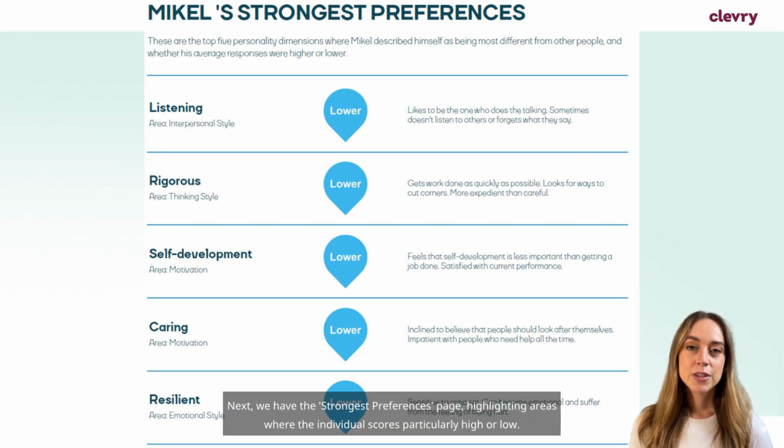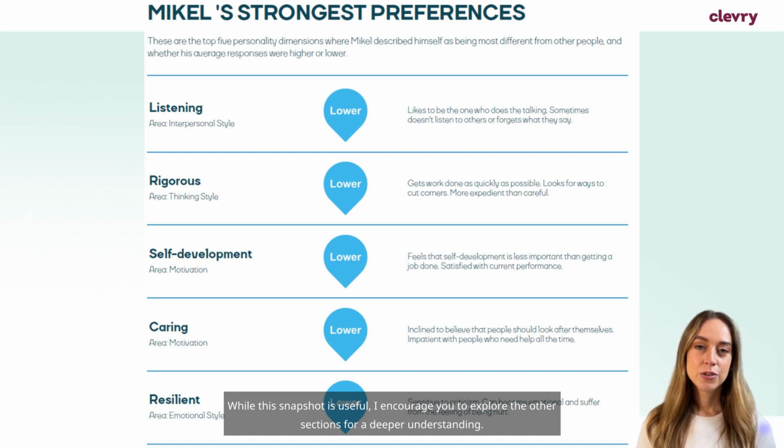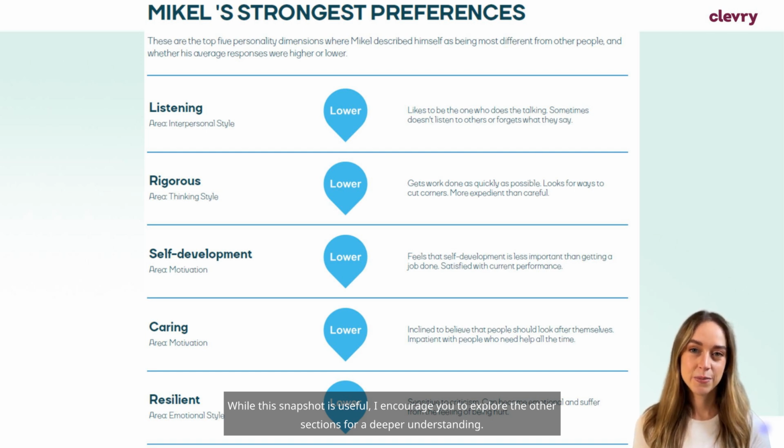Next, we have the strongest preferences page, highlighting areas where the individual scores particularly high or low. While this snapshot is useful, I encourage you to explore the other sections for a deeper understanding.